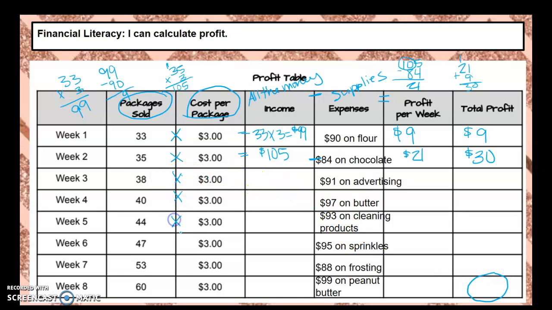You can even do all your multiplication first if you want. You're going to multiply all of these to get your income. Then, after you get your income, you're going to subtract your expenses from your income. That will give you your profit. After you get your profit, you're going to add to get your total profit in this last column.